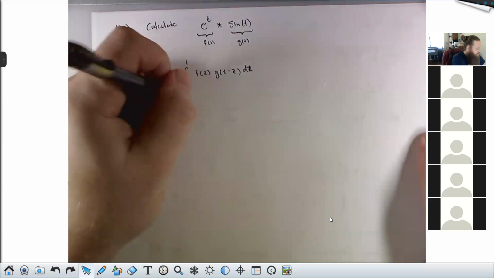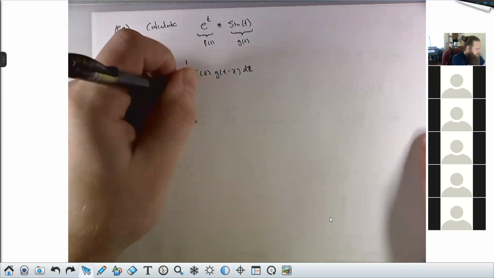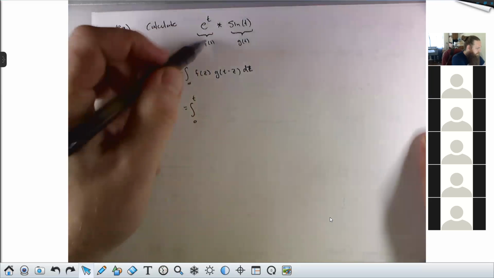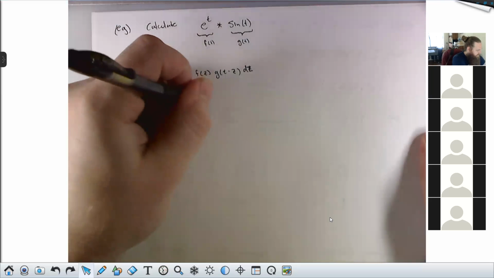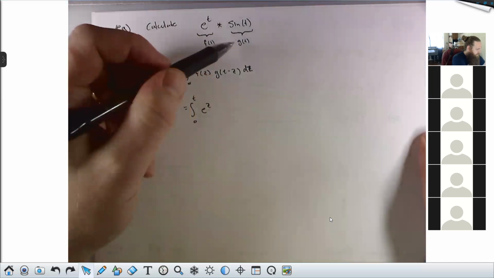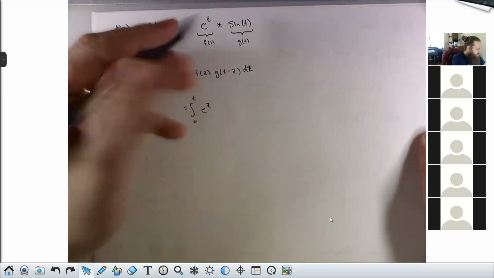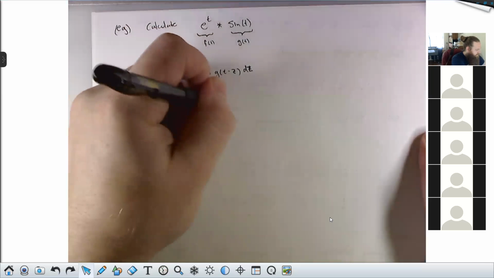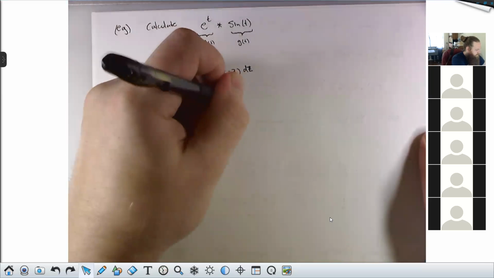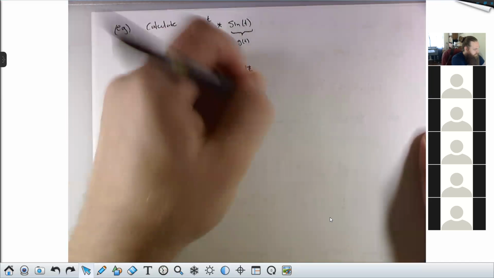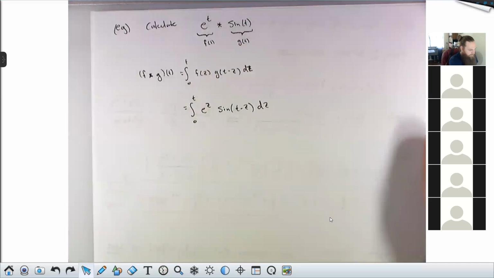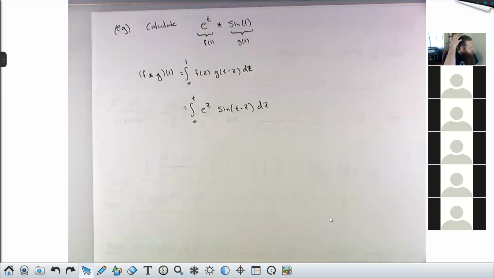We'll see here that this is going to be the integral from 0 to t of f(z). If f(t) is e to the t, then f(z) is e to the z. And g(t minus z) is going to be the sine of t minus z, and the integral is done dz. Now this integral requires two runs of IBP. This is not the nicest integral in the world.